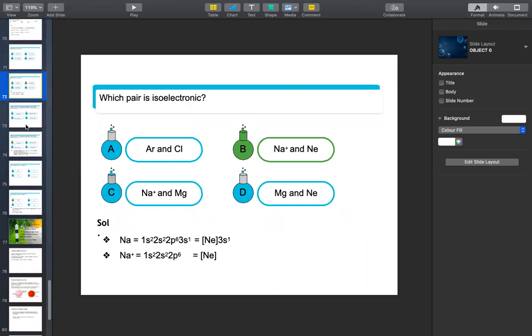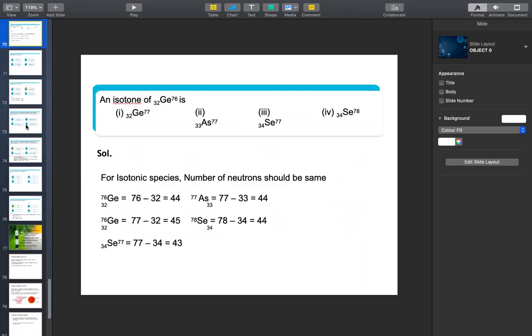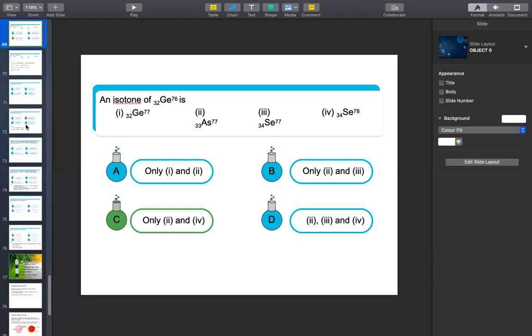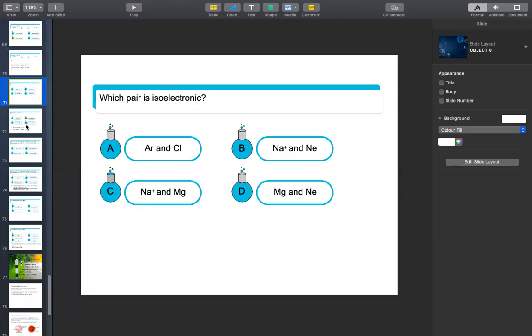Hope you understood this. So the answer for this is C. Got it? Okay, here you need to calculate isotones, where the neutron number is the same. So 77 minus 33 is 78 minus 34. Easy question. Next.